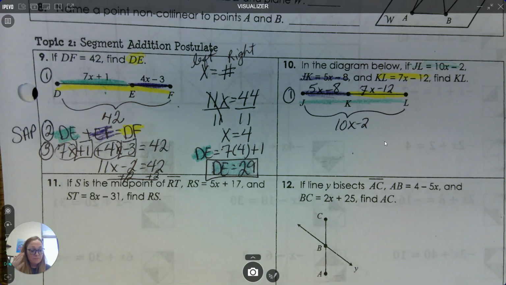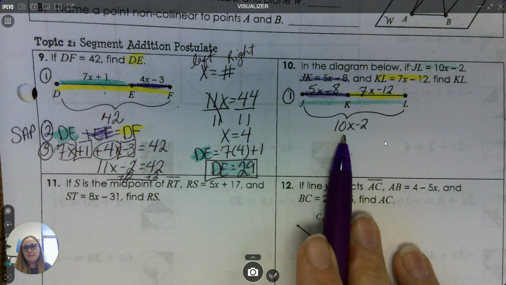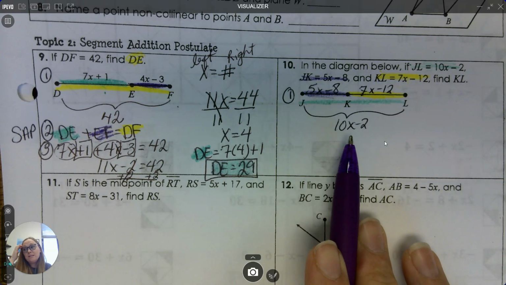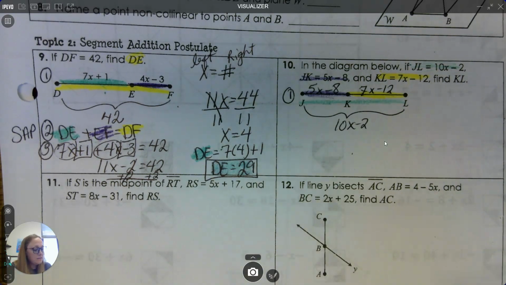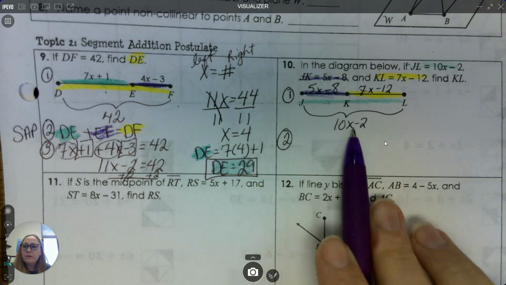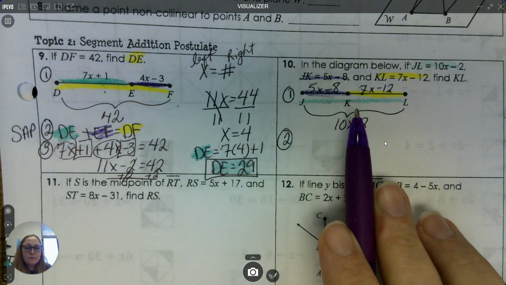I've never measured something as, okay, the length of my fence is 10x minus 2. That doesn't make sense right now because I don't know what my x is, but it will once I find that. So our goal is to solve for x first. I have my diagram filled out.